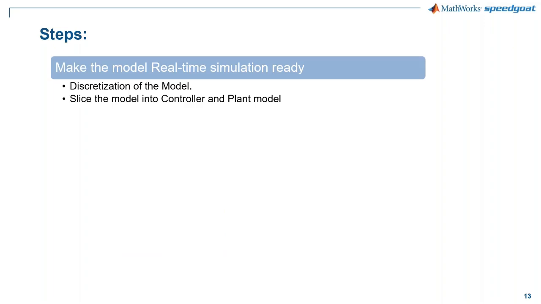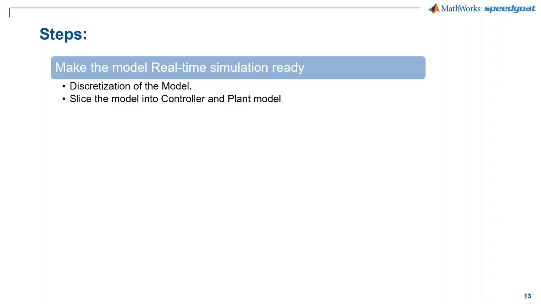The first step, okay, now that I have made my model, so you are in the desktop world, I need to make sure my models are Simulink Real-Time ready. That means first, if you're in the continuous mode, you need to first discretize the model, right? Once you discretize the model, then you need to slice the model into controller and a plant, because the controller will go on to one piece of hardware, the plant will go to another piece of hardware, right?